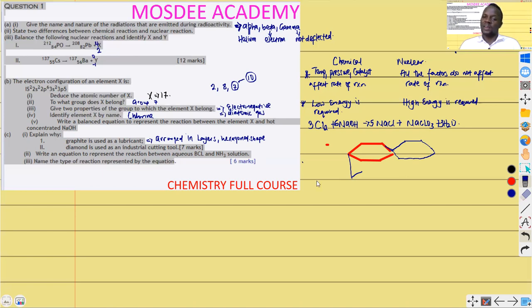So guys, the layers are like this. You can see 1, 2, 3, 4, 5, 6, like that. Diagram not done to scale, but that is just what I want you to see. This is what actually causes graphite to be used as a lubricant, because they form layers. The layers make them slide over each other. When you talk about lubricants, you know what we mean. Because they form layers, they slide over each other.